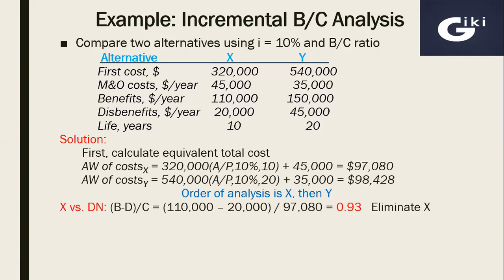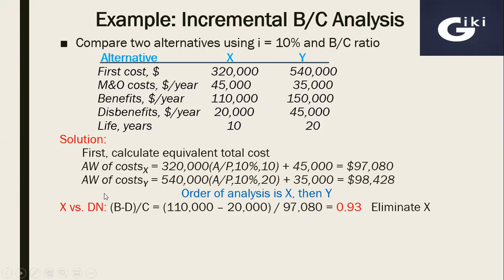So in that case, do nothing is defender and X is challenger. So we need to calculate benefit cost ratio and see whether this is greater than or less than 1. If this is less than 1, we'll eliminate option X and keep do nothing. So B minus D divided by C: 110 minus 20 is the net benefits for X, and 97,080 is the cost. So that would be equal to 0.93, which is less than 1.